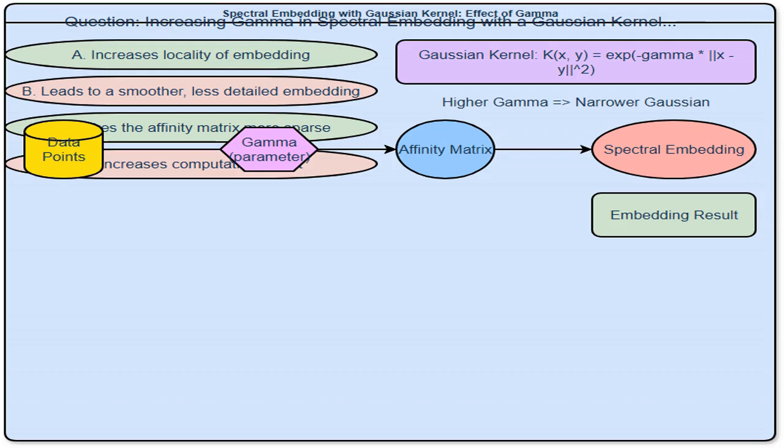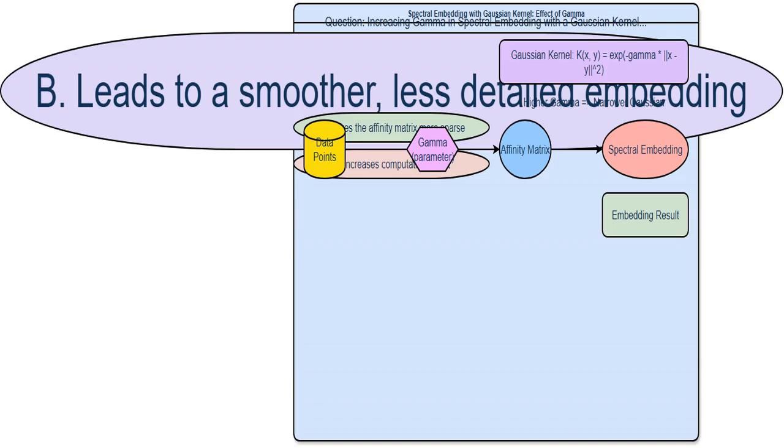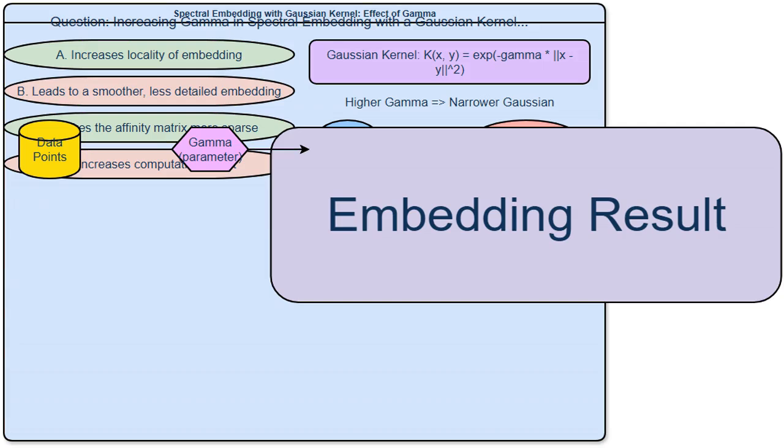This is the overall topic. We're studying how the choice of gamma affects spectral embedding when using a Gaussian kernel for dimensionality reduction. This is generally correct. A higher gamma makes the affinity matrix more sparse because the similarity between distant points drops to near zero quickly. The outcome of spectral embedding. Increasing gamma alters the properties of this final data representation.